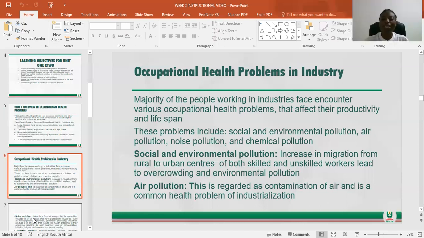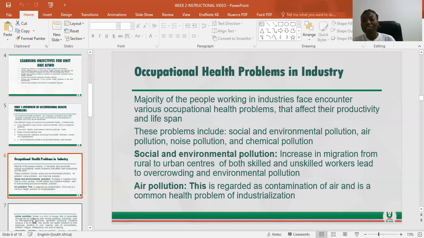Social and environmental pollution. What do you understand? Like what is written on the screen is just the migration of people from a less populated area to an already condensed, fully populated area, thereby causing overcrowding, easy spread of diseases, and then more environmental pollution will result from such acts. Excellent, excellent.